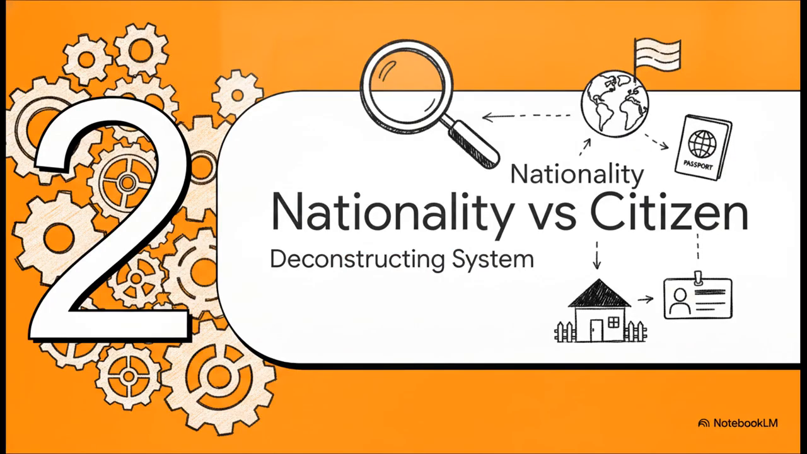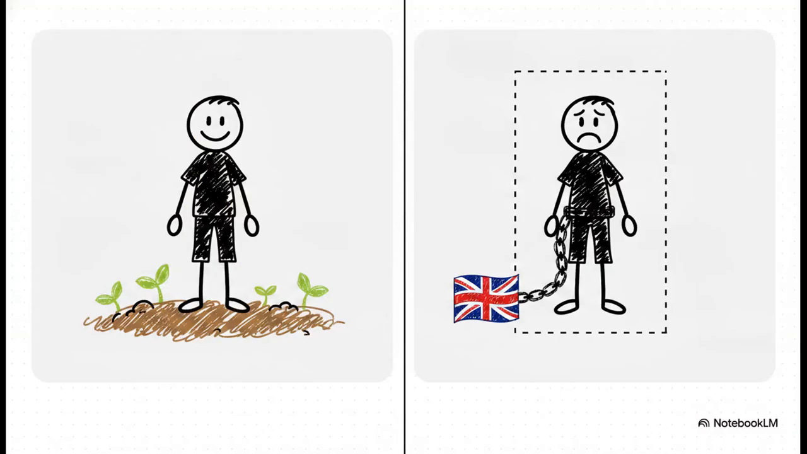Moving on to Section 2, nationality versus citizenship, deconstructing the system. To really deconstruct this system, the text draws a massive and perhaps surprising distinction between a national and a citizen. On one side, we have state nationals. These folks are described as people of the soil who receive an inherited birthright directly from their individual state, like being a Texan or a New Yorker.